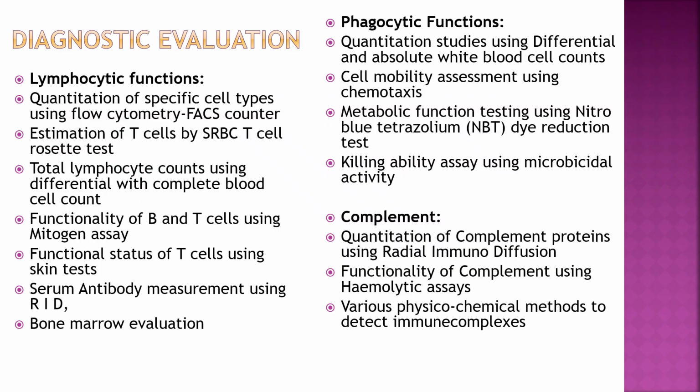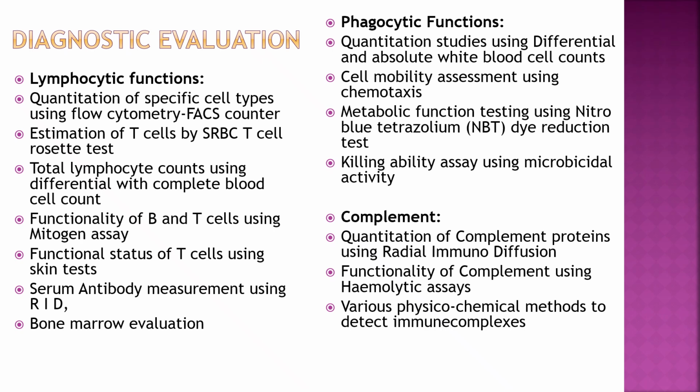Diagnostic evaluation of lymphocytic function: quantitation of specific cell types using flow cytometry, estimation of T cells by SRBC, the T cell rosette test, total lymphocyte counts using differential with complete blood cell count, functionality of B and T cells using mitogen assay, functional status of T cells using skin test, serum antibody measurement, and bone marrow irradiation.